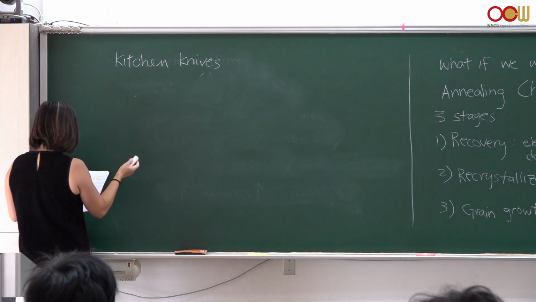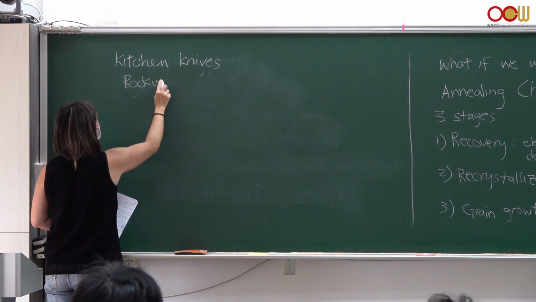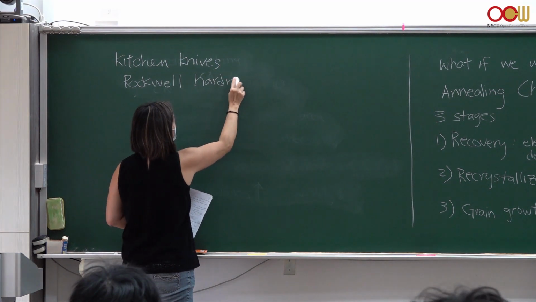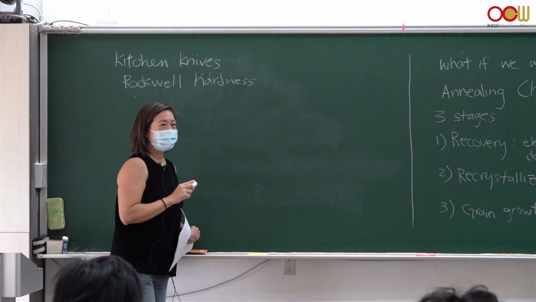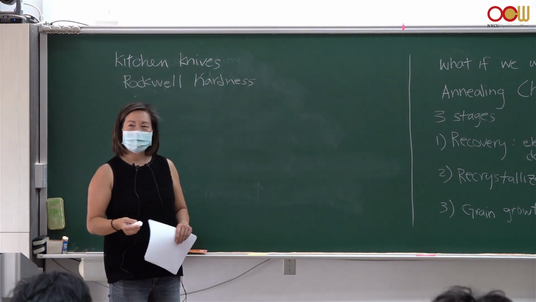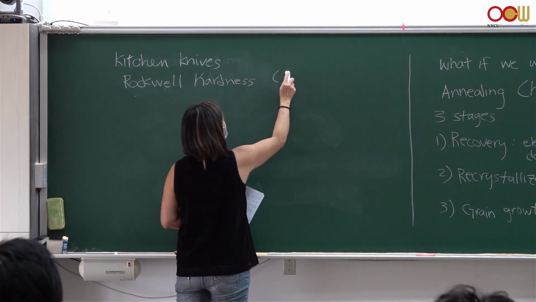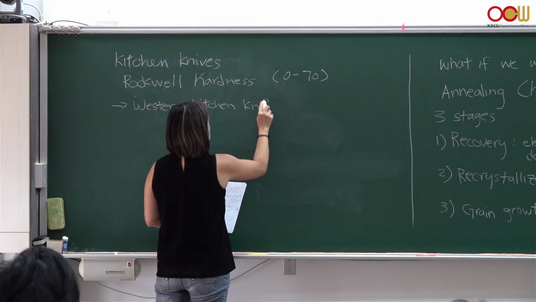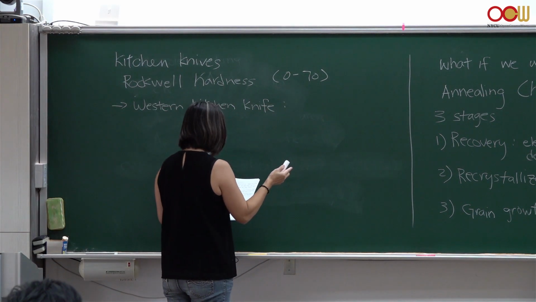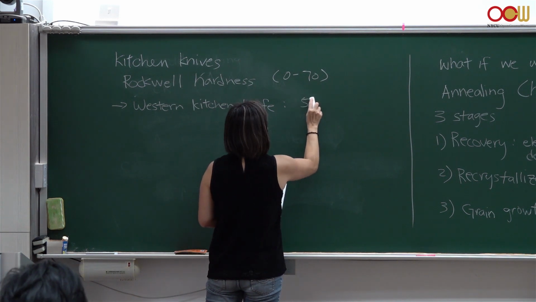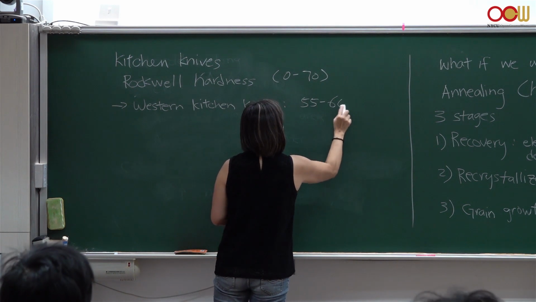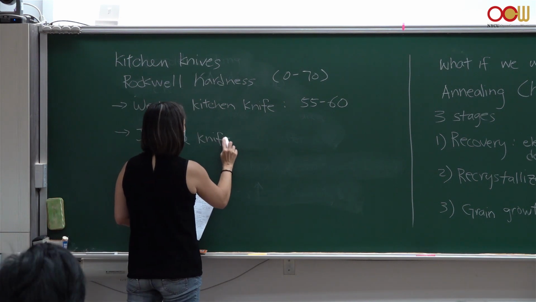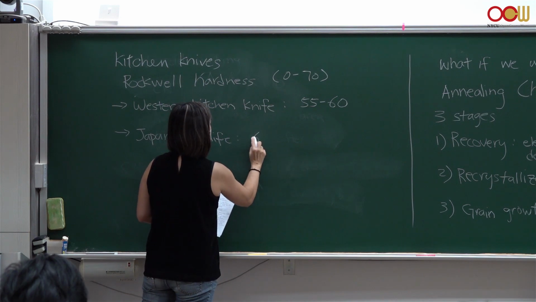So for kitchen knives, most of the time they measure hardness with the Rockwell hardness measurement. And we had talked about Rockwell before. The Rockwell hardness test has a range between 0 and 70. If you have a Western kitchen knife, it usually has a hardness between 55 and 60. And if you have a Japanese knife, it usually has a hardness around 65.